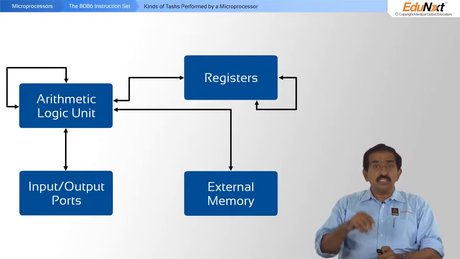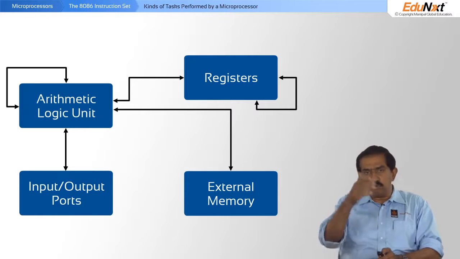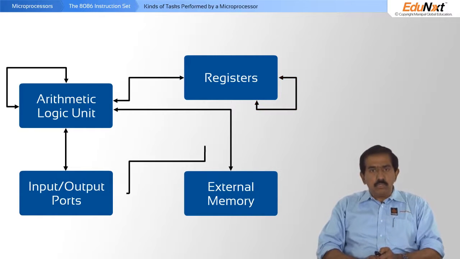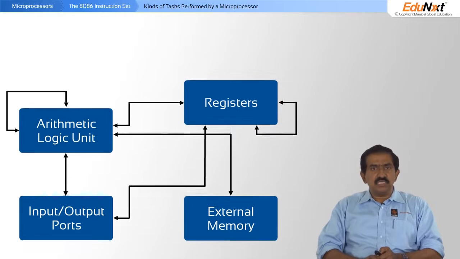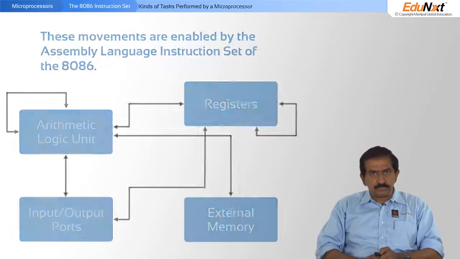On top of that, the registers can talk to each other. So AX can move to BX, BX can move to CX, so on and so forth. So there is data movement amongst the registers themselves. And all of these kinds of movements are enabled by the instruction set of the 8086.